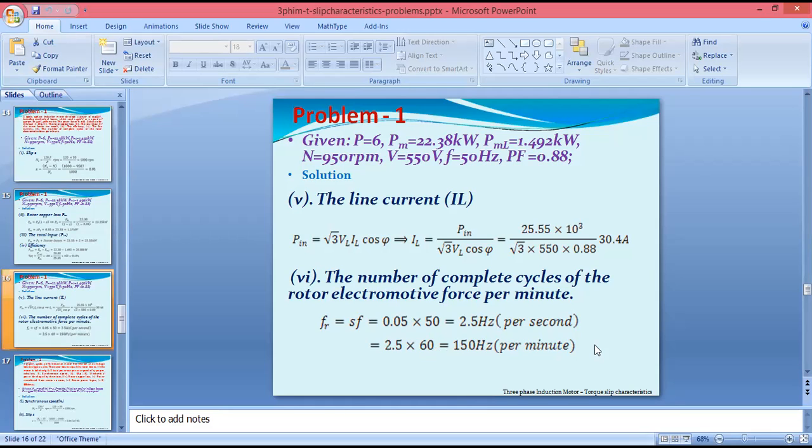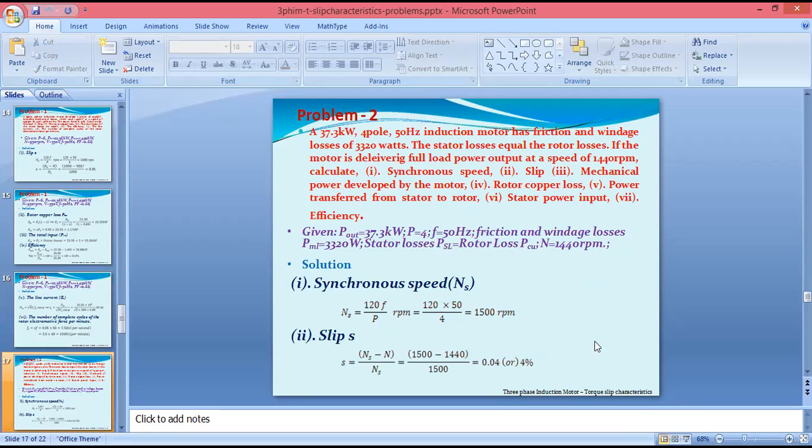Now we will solve another numerical. Here also we will read the same things. They have given 37.3 kilowatt, so it is the power, but which power we are supposed to understand. A 37.3 kilowatt, 4 pole induction motor, P equal to 4, frequency 50 hertz.